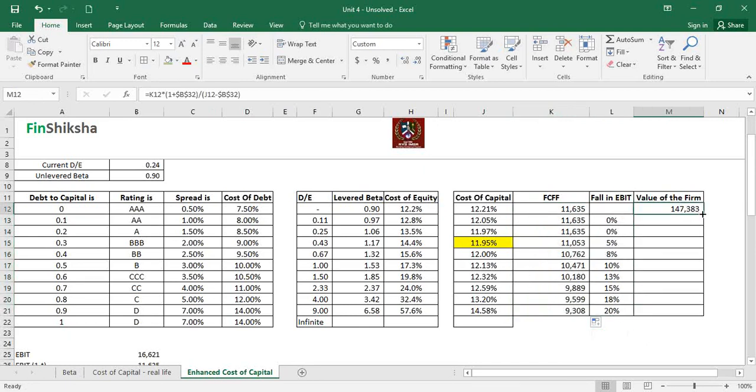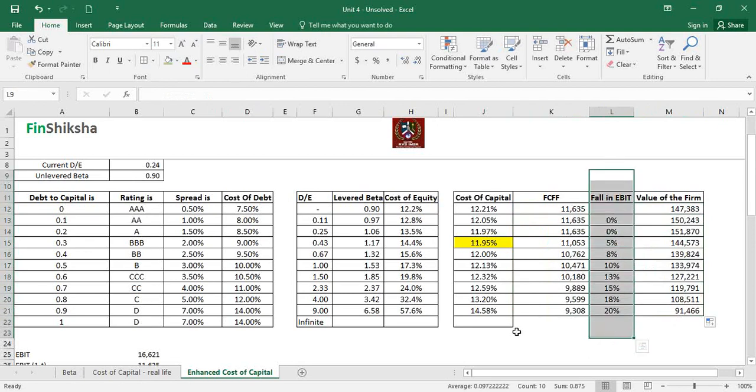Based on this, we will see that for the initial few debt to capital ratios the value keeps going up, and then it will start falling. Now this gives us an interesting understanding that if we incorporate the fact that the fall in EBIT is going to happen, then the highest operating income is this level. Highest value for the firm is this level. And that is almost the same as the current debt equity ratio.